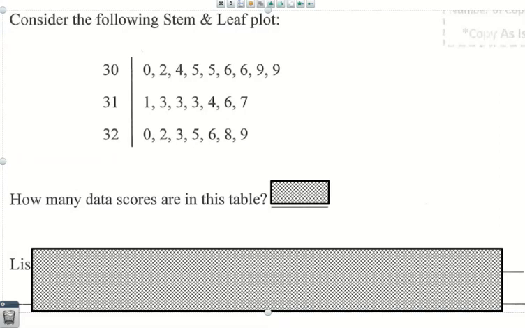Alright, gang, this is section 2.7, and it's going to cover something called box and whisker plots.